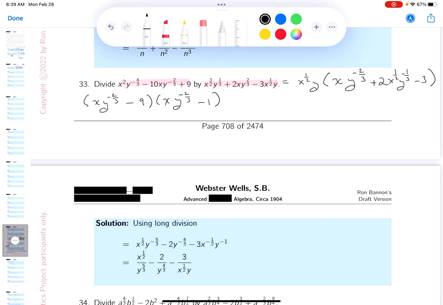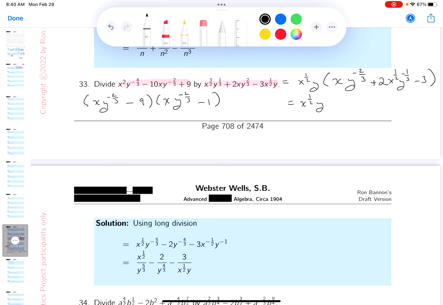Let's just check it. You get x to the 3/2. You get y to the 1/3. First term's good. You get 2, x, and then you get, let's see, 2/3 for y. Yep, looks good. And you get minus 3. Things are looking good. All right. So I would recommend that this can be factored further.